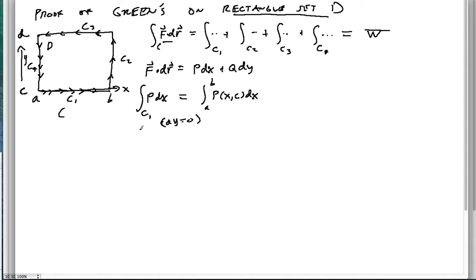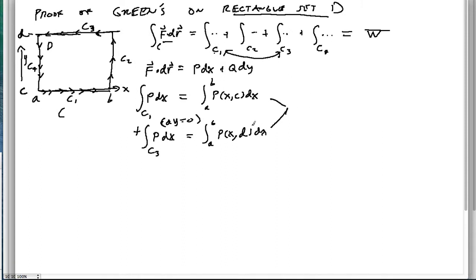While we're at it, why don't we add to it another integral, C3, right? So we'll do the C3 integral, and the same thing happens there. It's just p dx, and it's going to be a to b of p of x, comma d now, because y is equal to d up here, dx. So I'm going to add those together.